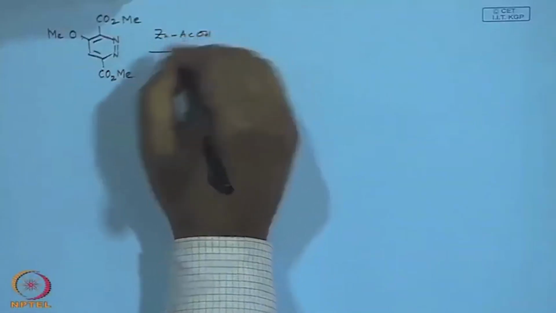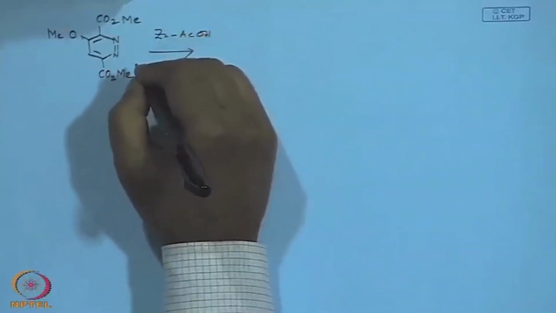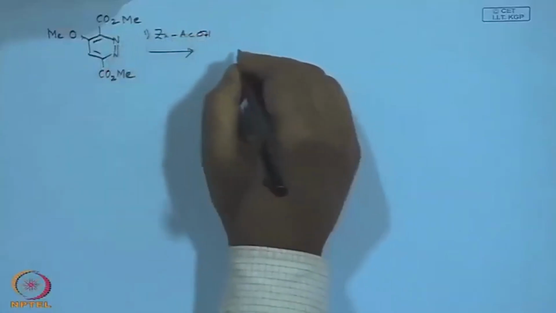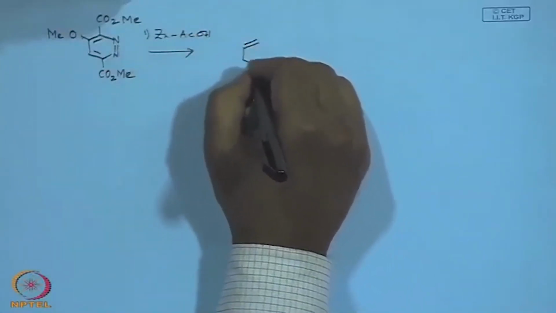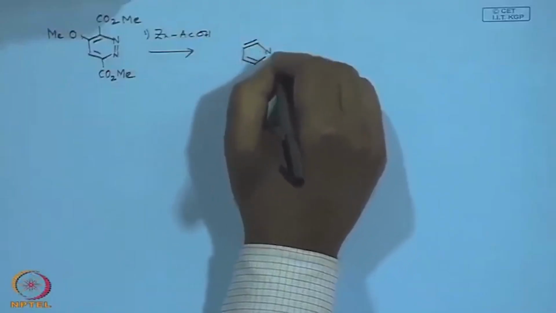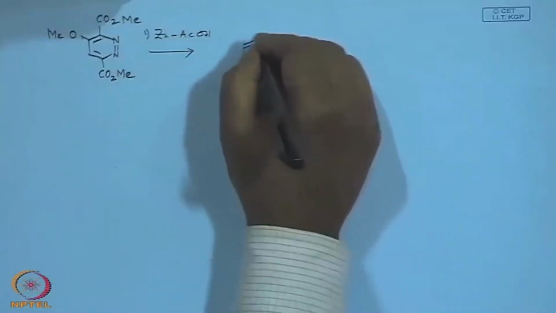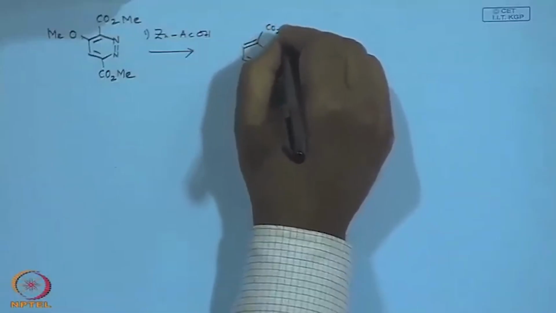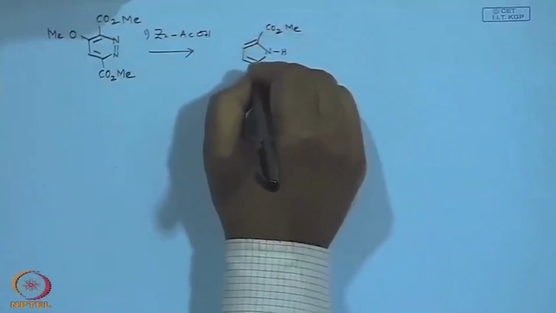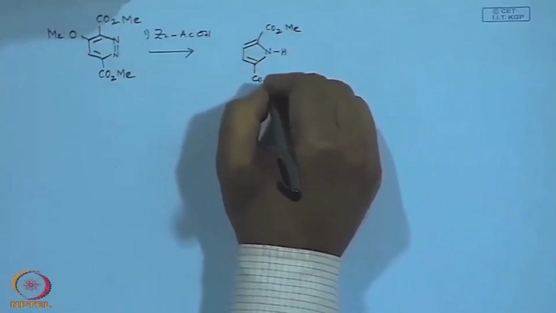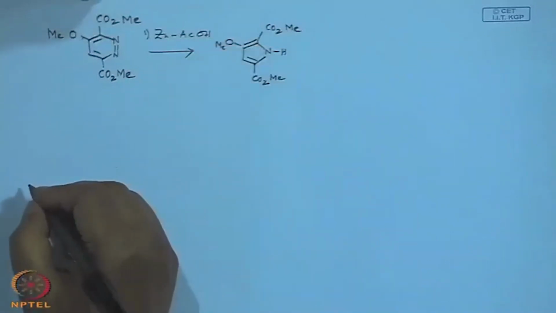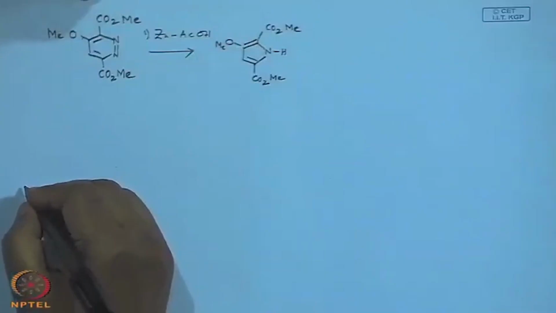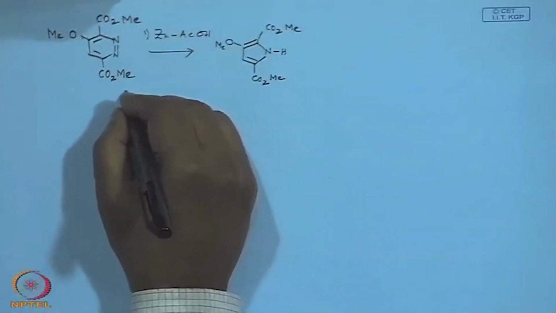So, it is somewhat mild, but quite interestingly this would give you something like this, which is a ring contracted compound, that is pyrrole. And what is the mechanism? So, this is a nice way of making a pyrrole, and it is a multifunctional pyrrole.